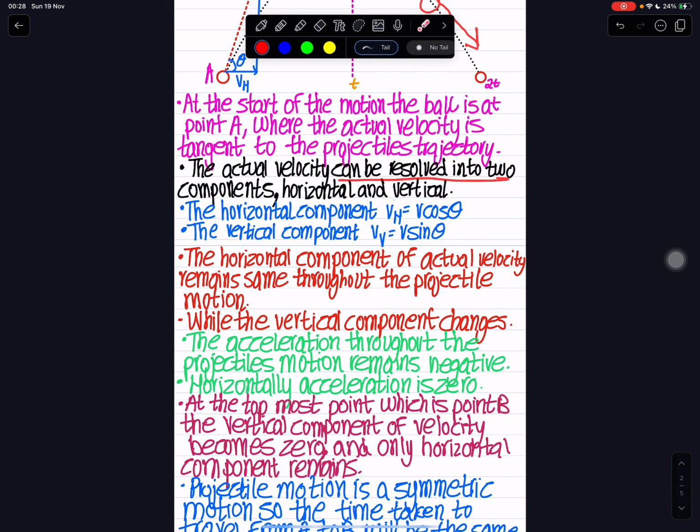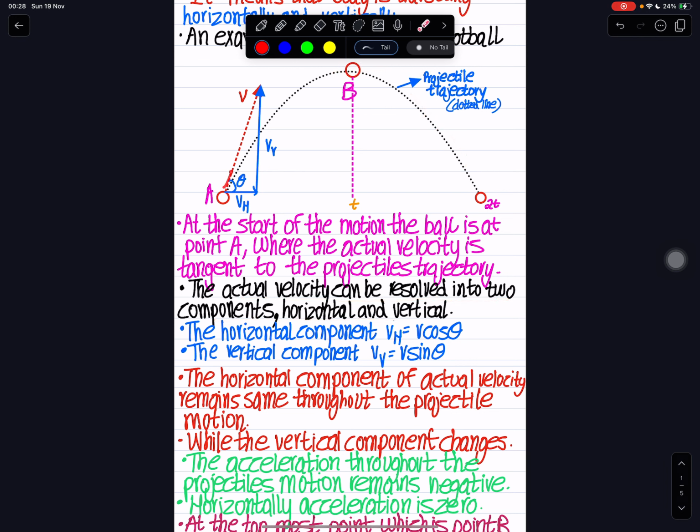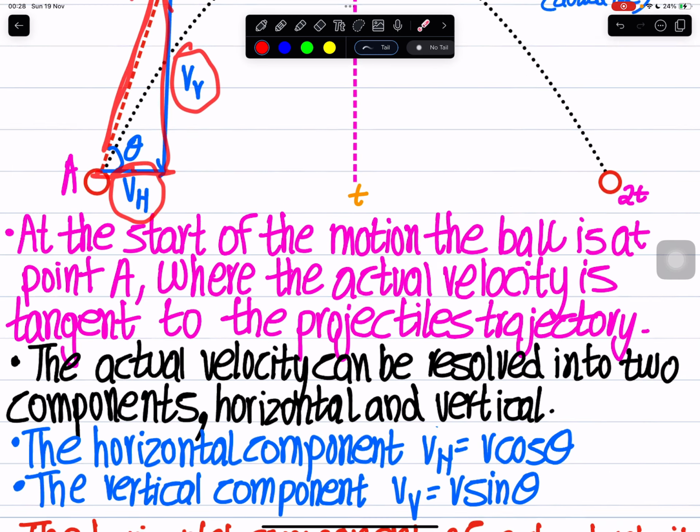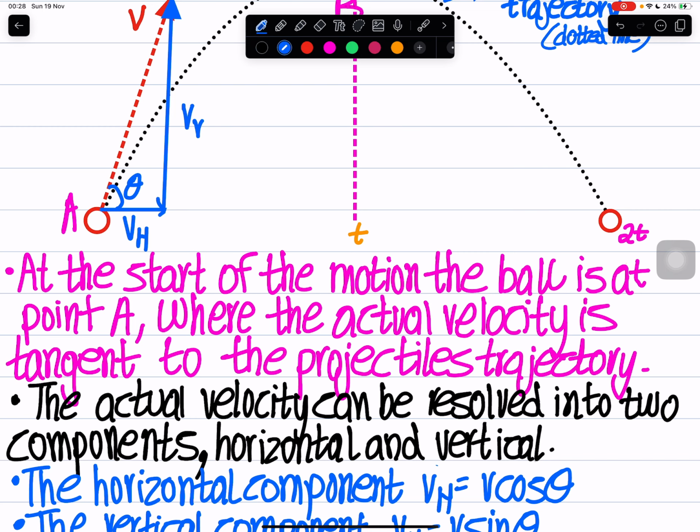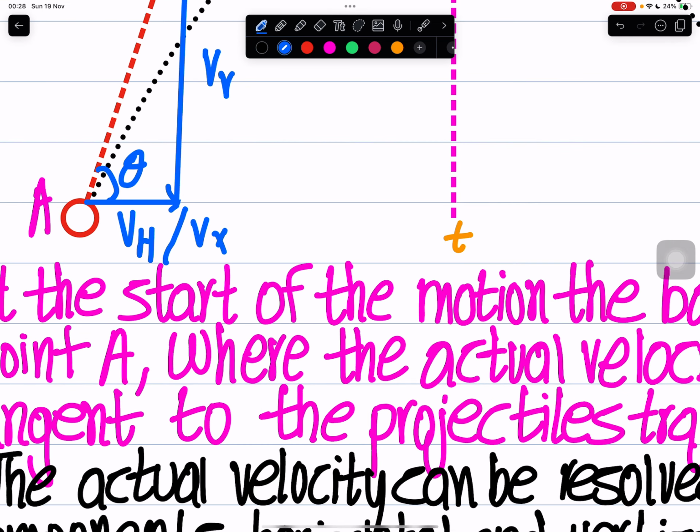So the actual true velocity can be resolved into two components, horizontal and vertical. First we have seen that the actual or true velocity is always tangent, and now we are saying that the actual or true velocity can be resolved into two components: the horizontal component and the vertical component. I have represented the horizontal component as VH and the vertical component as VV. VH means horizontal component of actual or true velocity, and this is the vertical component of actual or true velocity, right? In some books it is also written as Vx and Vy.